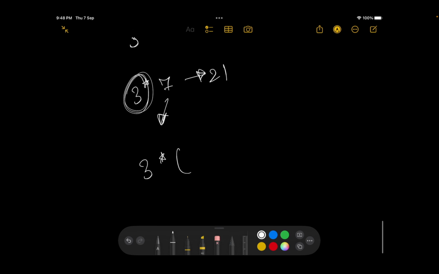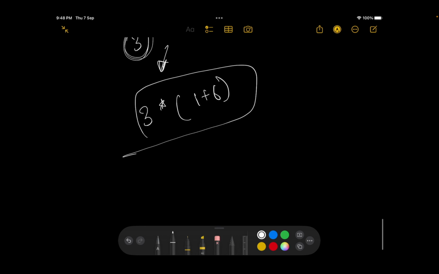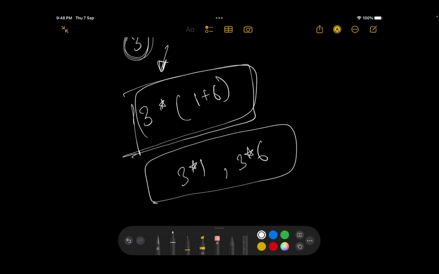I can either break it down into 1 plus 6. That's very simple, like breaking down the very simple way. So this I'm getting. So I'll say 3 into 1 and 3 into 6 are the two numbers. Now obviously both of these numbers have 3 in their multiplication, so they won't be co-prime.